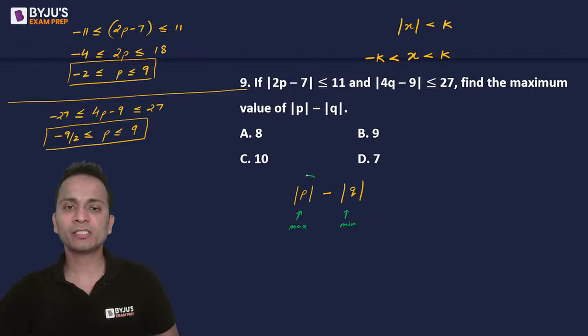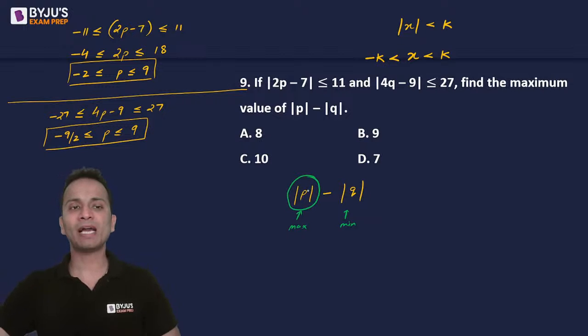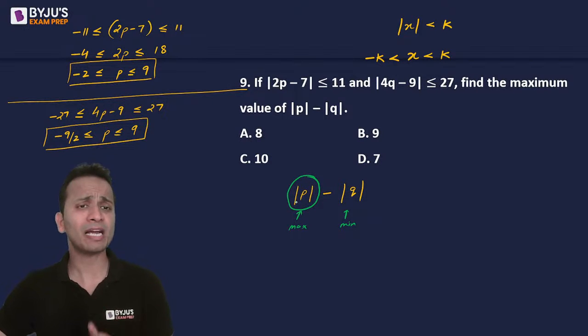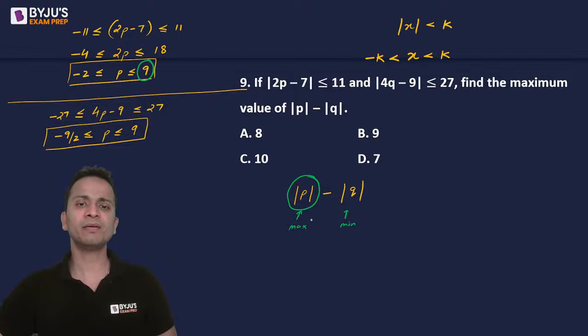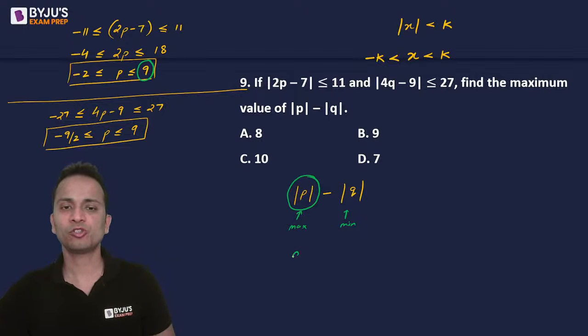Now to maximize modulus p, I should maximize the value of p. Okay, I should be maximizing the modulus of p, that is the magnitude of p. So if I put p as 9, then I can get the maximum value of modulus p. So this value will be 9 minus.